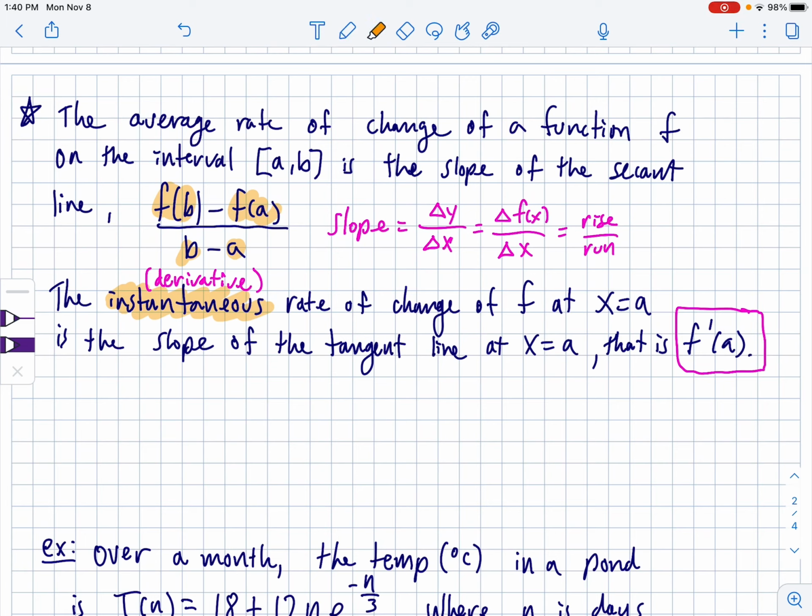So the average rate of change is over an interval, from a to b, like the average change over that interval. But an instantaneous rate of change is more like the slope of a tangent. It's telling you what it's changing at one exact point, not over two points.